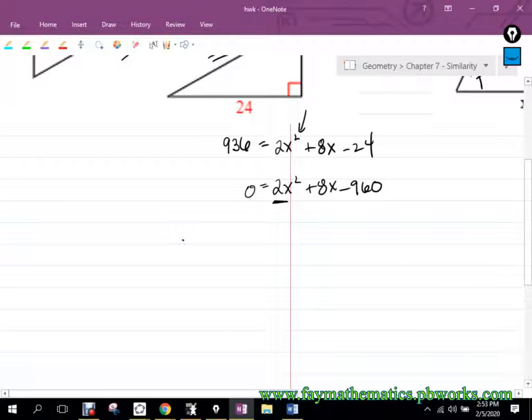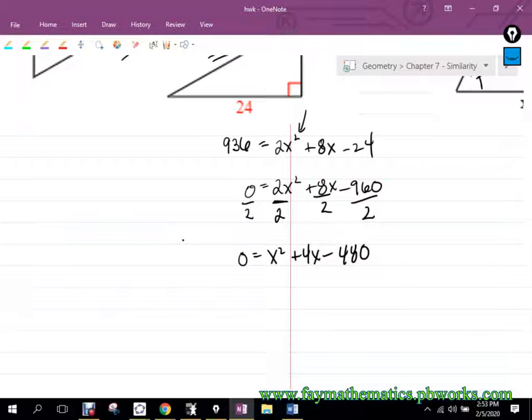So I want to see, does everything divide by 2? And this gets overlooked sometimes because of what the quotient ends up being. But I'm even dividing the 0 by 2, because I've got to do it to both sides. So does that give me 0 is equal to x squared plus 4x minus 480? Does that make sense? Okay. So now it's in a format that maybe we're more accustomed and more comfortable factoring. Okay.